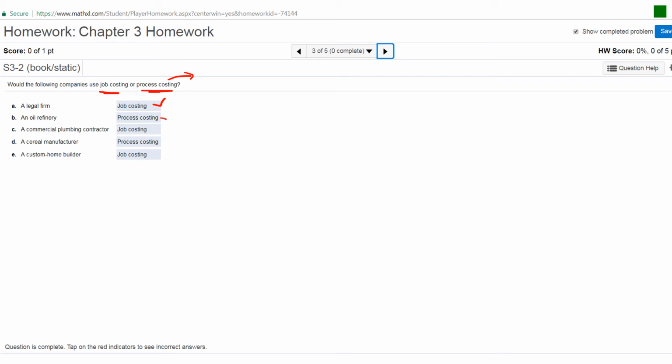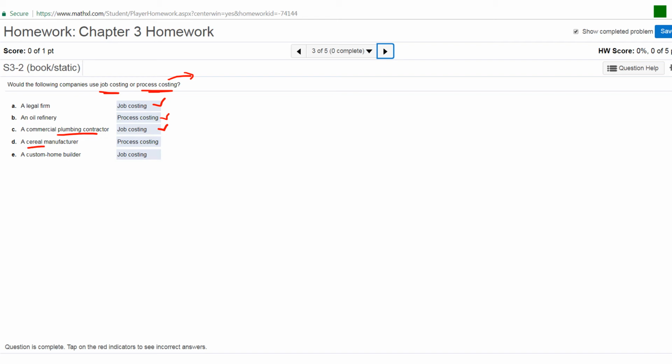That's going to be processed. That's going to be more of an averaging technique. Letter C says a commercial plumbing contractor, most likely job, because they're going to go to a specific location and build that location based on specifically what they're completing. That's going to be a custom type of job, so that would be job costing.